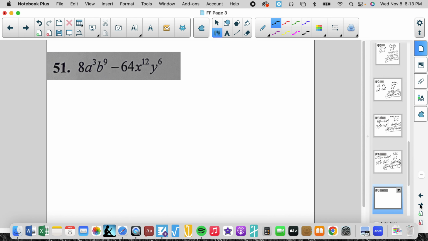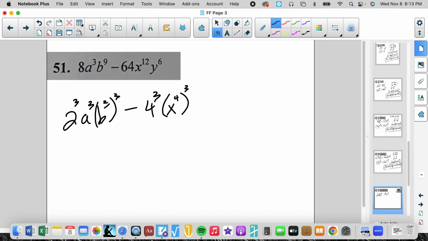The difference of cubes and the sum of cubes actually really isn't that hard. So let's break 8 into 2 to the 3rd, a to the 3rd, b to the 3rd, to the 3rd. Were we at minus? No, we were at plus. Minus. This is going to be 4 to the 3rd. This is going to be x to the 4th to the 3rd. And this is going to be y to the 2nd to the 3rd.